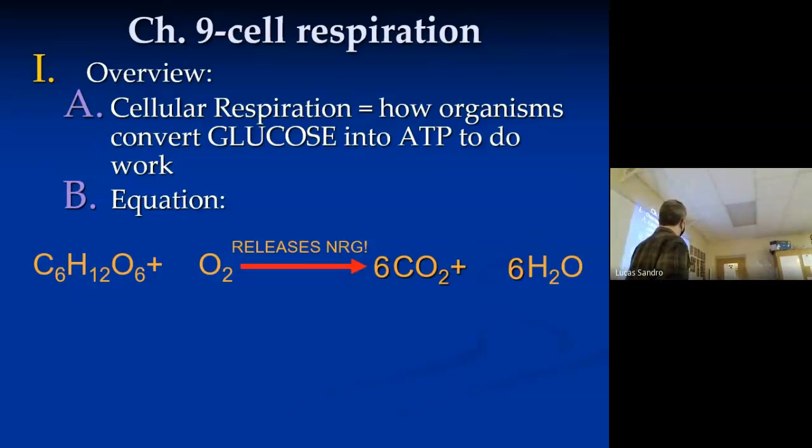We put a 6 next to everything that's not glucose, right? Balance the carbons, 6 and 6. Balance the hydrogens, 12 and 12. And then we wind up with 18 over here. So we want 18 over here, so we put a 6 there. That's it. Now think about what that means.